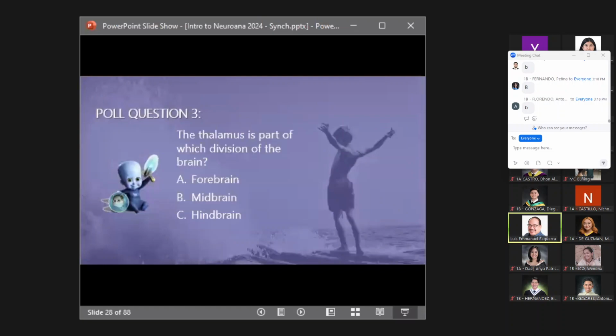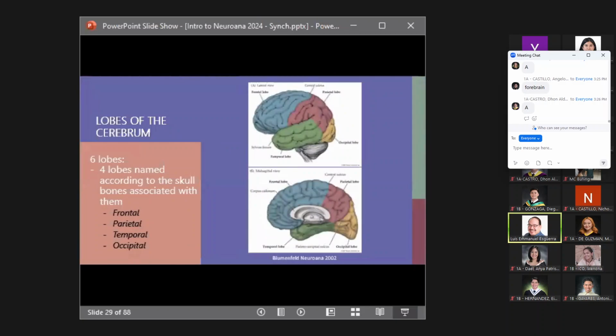Okay, now this one again. The thalamus is part of which division of the brain? Answer: A, forebrain; B, midbrain; or C, hindbrain. So forebrain. Remember, it's part of the diencephalon, which is part of the forebrain. Okay, now let's go to the cerebrum.